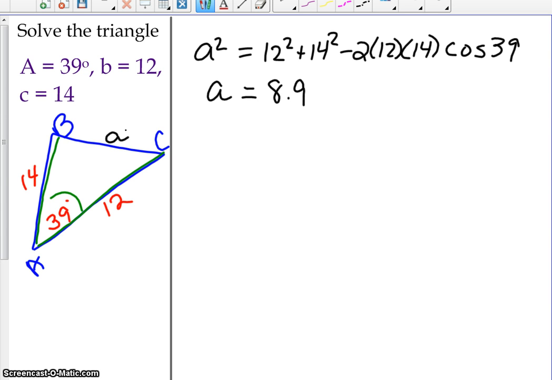Now that we know a is 8.9, we can switch it up and use the law of sines, because now we can say 8.9 over the sine of 39 is equal to, let's say, 12 over the sine of b.